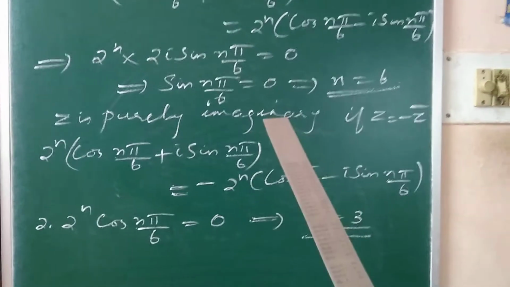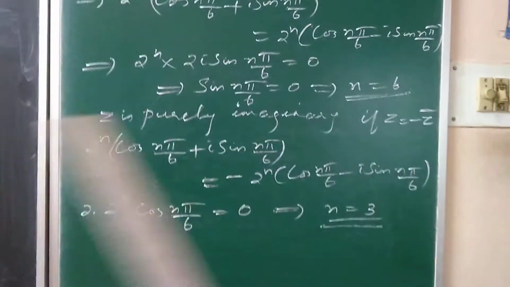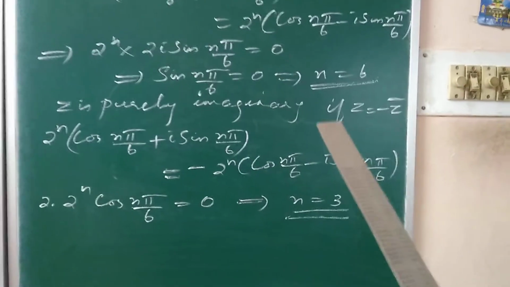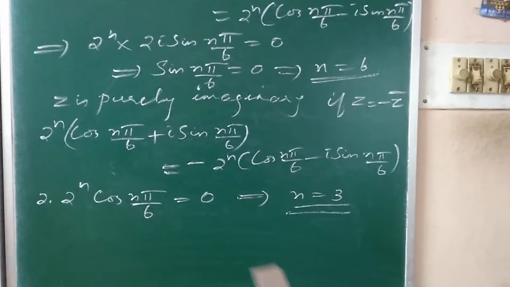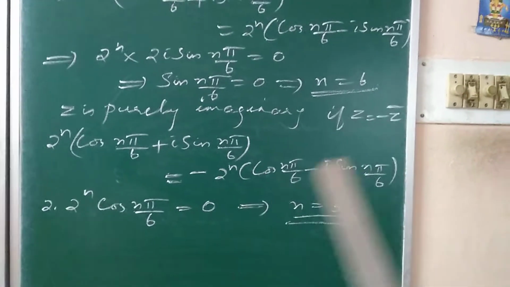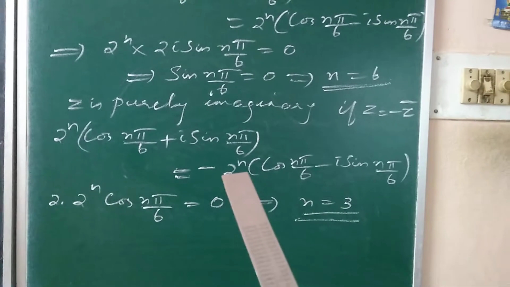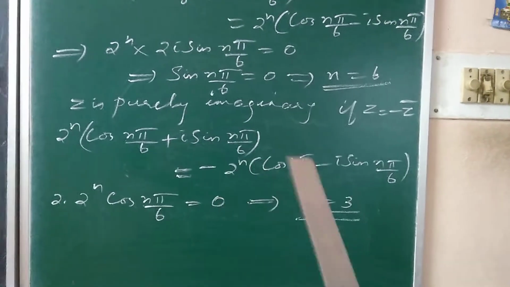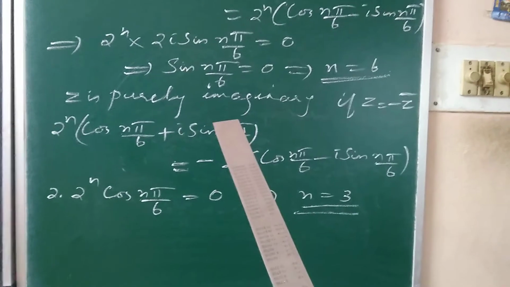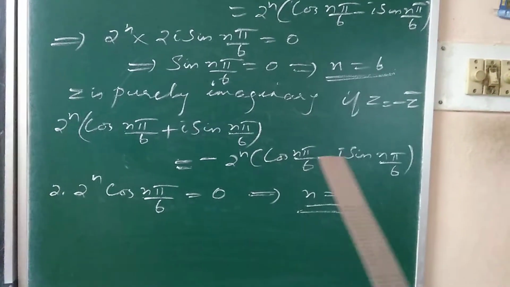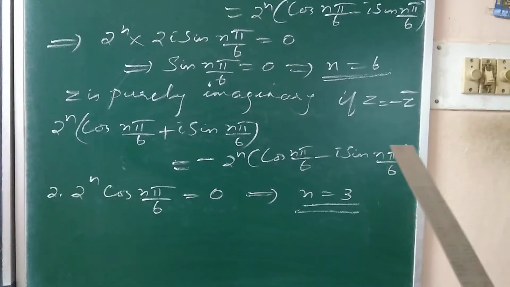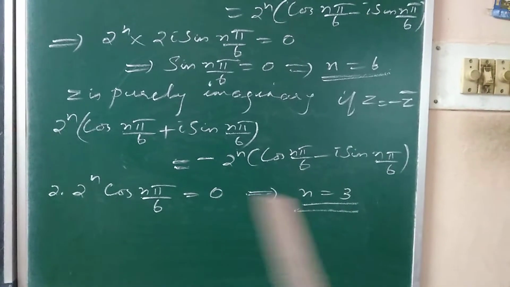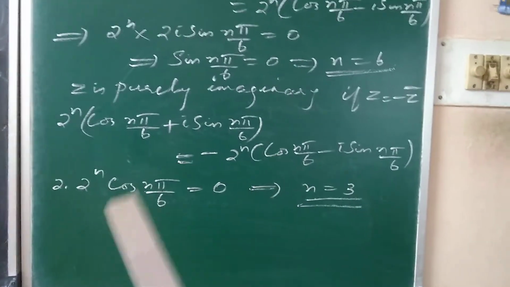Then z has to be purely imaginary, that is subdivision b there. So this happens only if z is equal to minus z bar. So I am substituting that. So what happens is minus 2 power n cos n pi by 6 will come to this side and get added. The 2 power n i sin n pi by 6 and plus 2 power n i sin n pi by 6 here also will cancel. So these two terms are getting added.